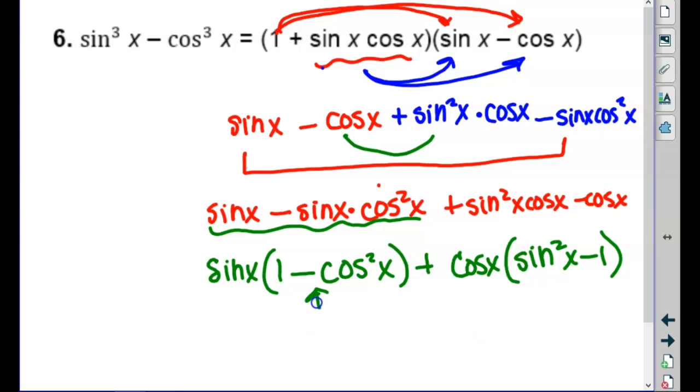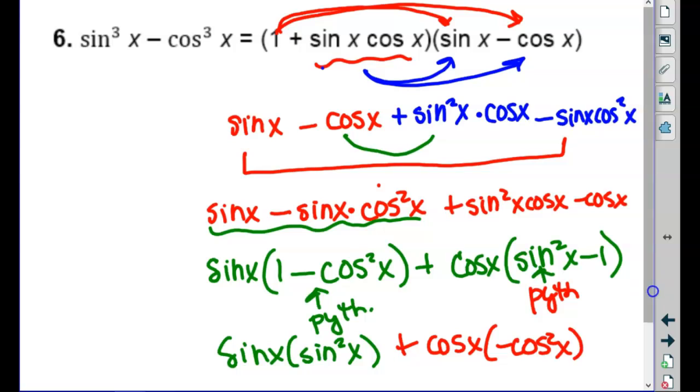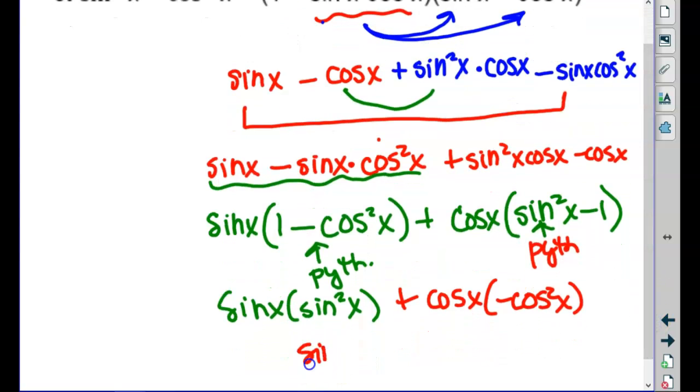All right, what is the Pythagorean trade for this one? So I have a sine x times a sine squared. Okay, what is the Pythagorean trade for this one? Be careful, it's not cosine squared. Yes, it's negative cosine squared. So we wind up with a sine cubed x minus a cosine cubed of x.